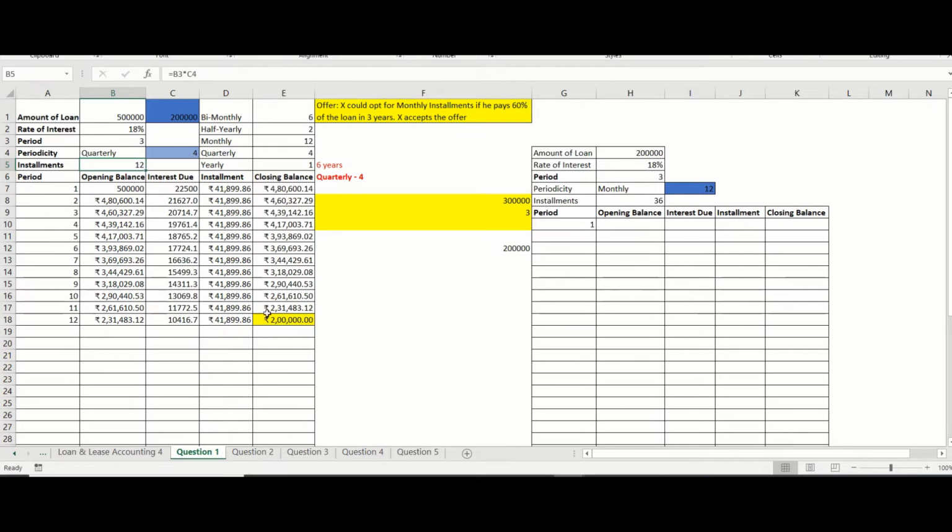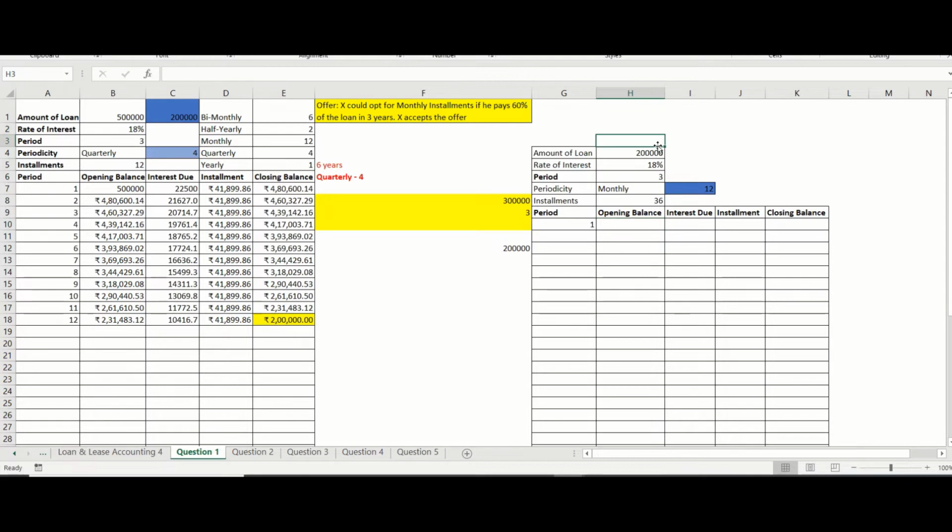So I will prepare a loan repayment schedule for the first condition. What is the first condition? 3 years and with periodicity quarterly, right? So at the end of this period, after the 12th installment, my closing balance should be 2 lakhs. Now this closing balance will be the opening balance for the next 3 years, the starting of the next 3 years, right?